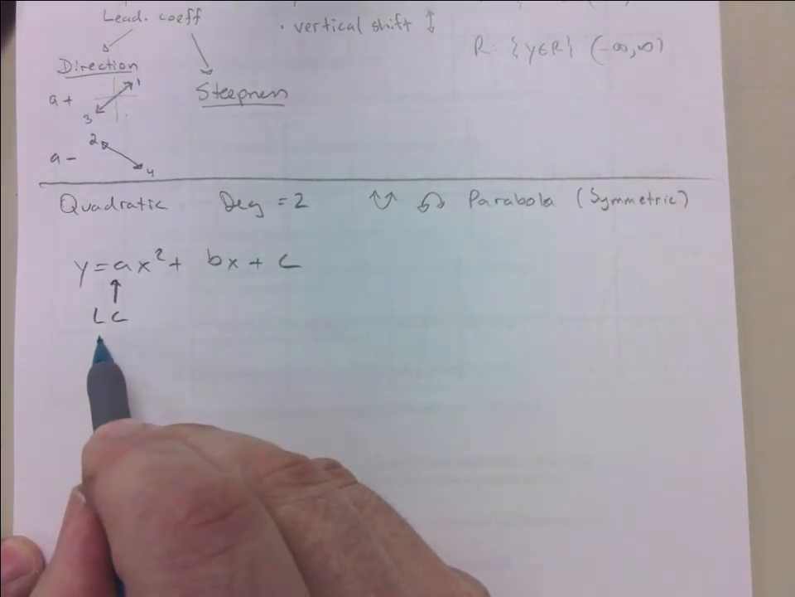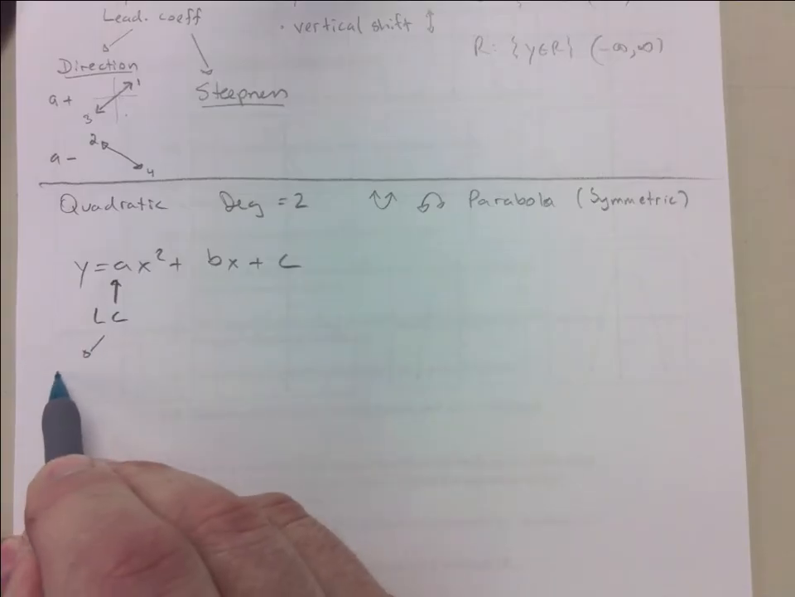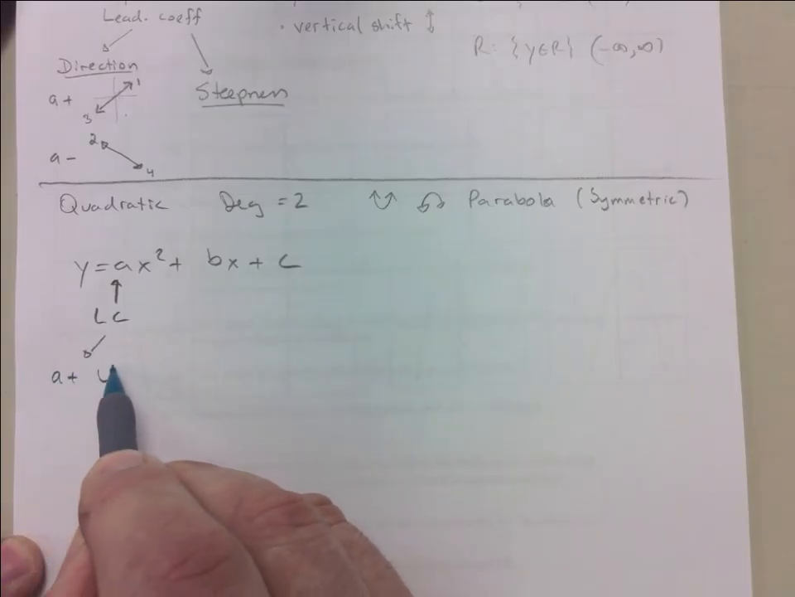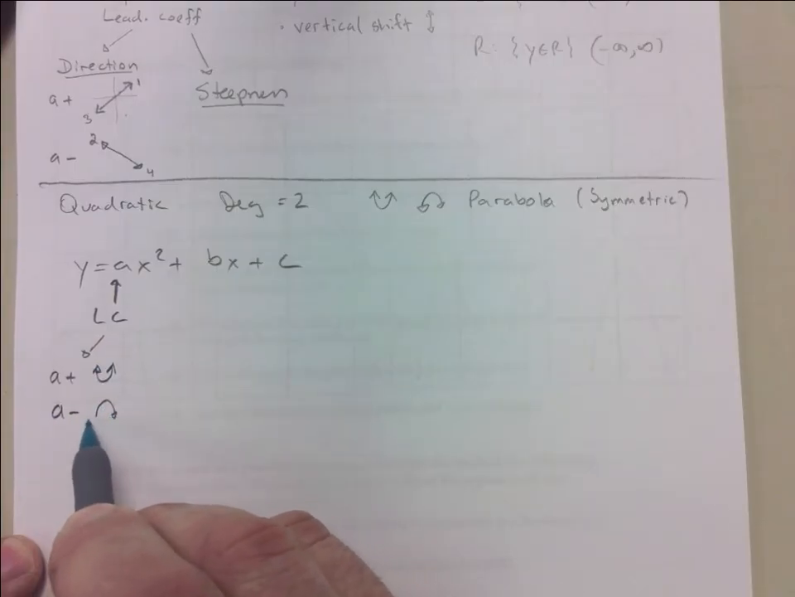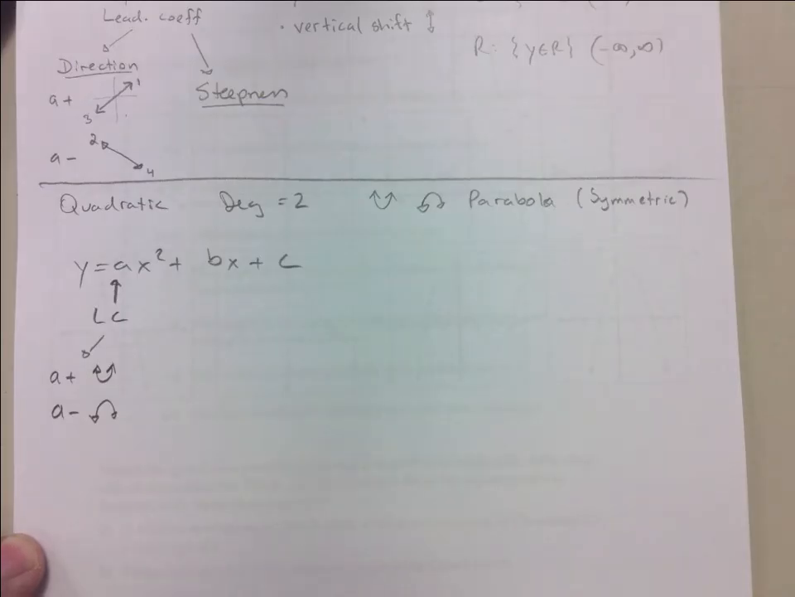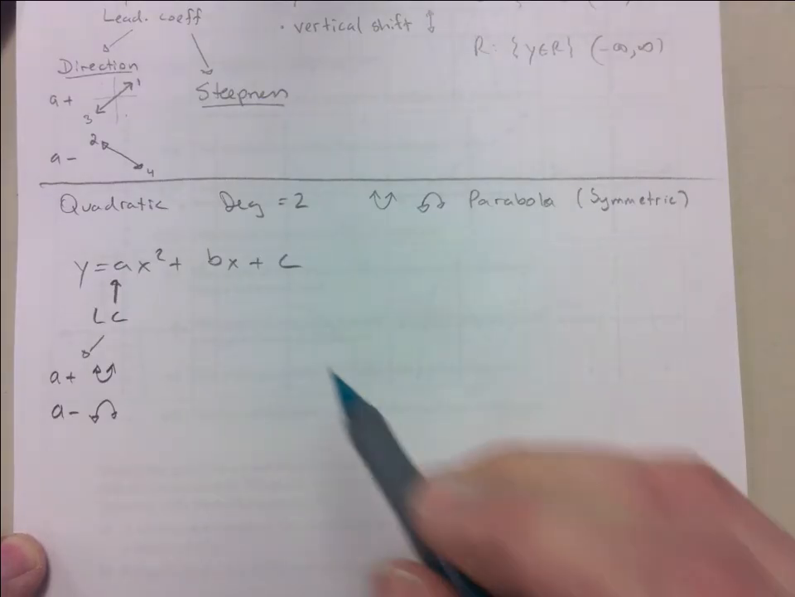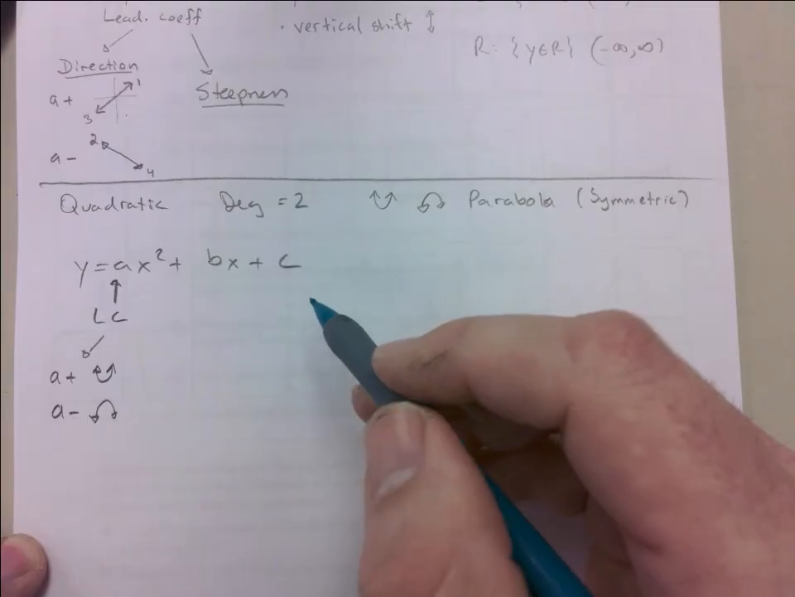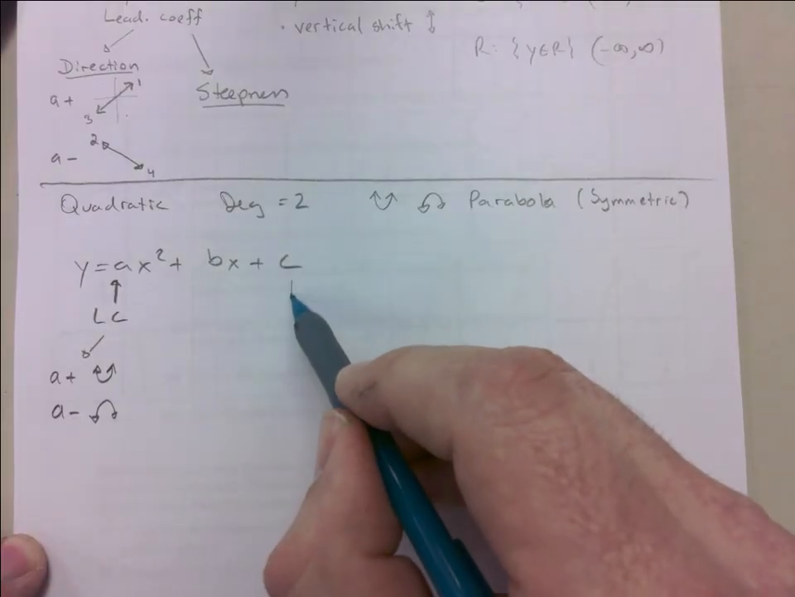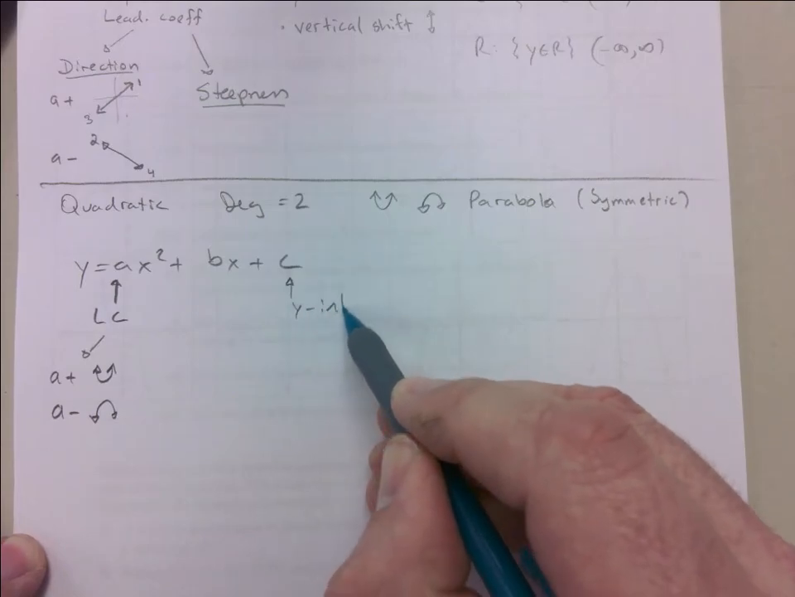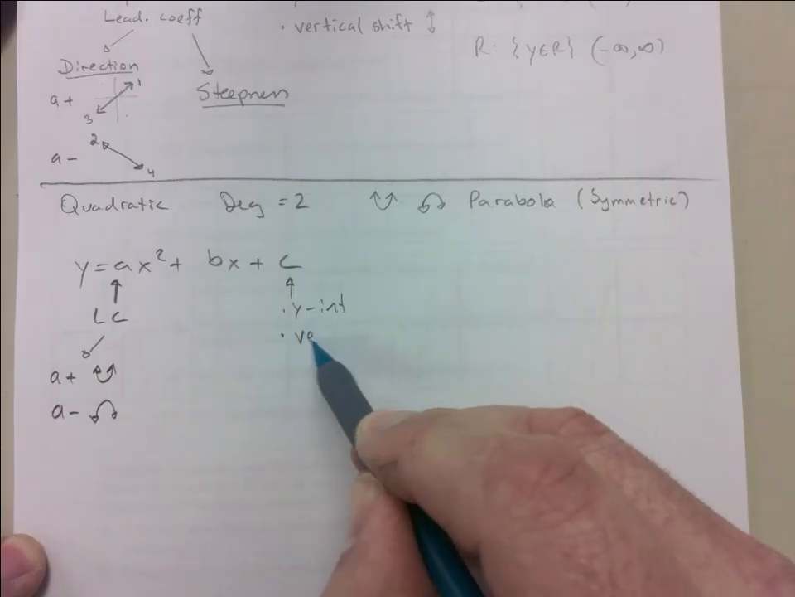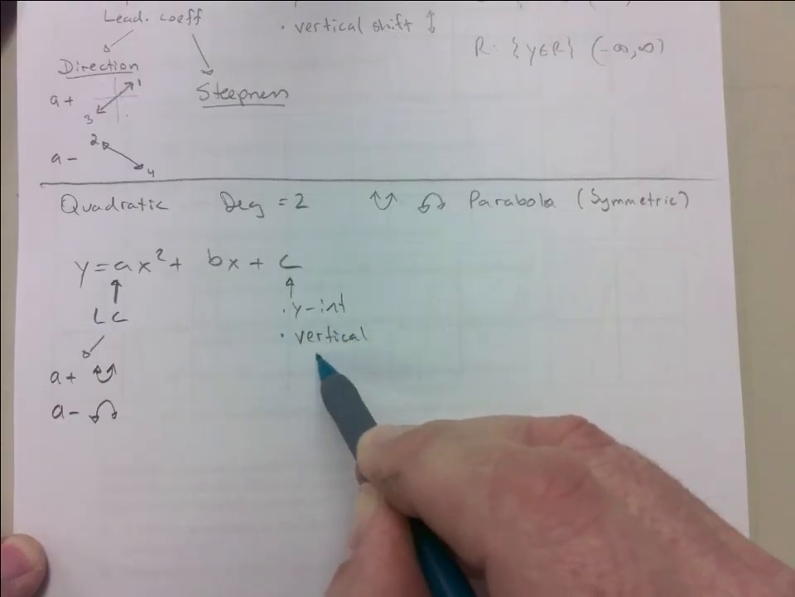and it tells us the direction of opening. So if A is positive, we're expecting this. If A is negative, we expect this. This here is the y-intercept, and also it determines the vertical shift.